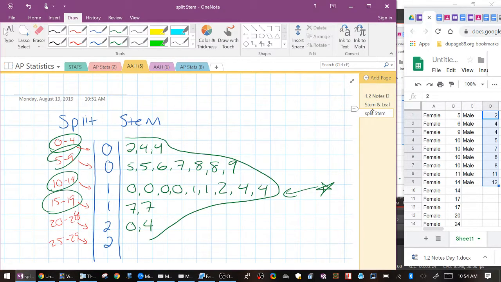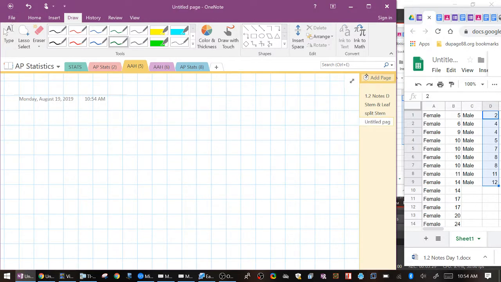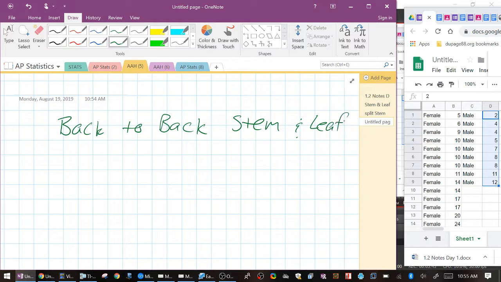Okay, and then the last one that we're going to do is called a back-to-back stem and leaf. Now, you use a back-to-back stem and leaf anytime you want to compare two groups. So for me, I had you identify a gender. So what we're going to do is we could put males on the left side and females on the right.